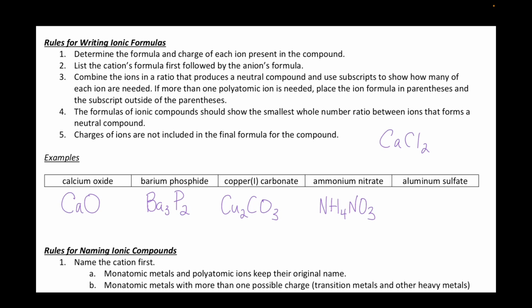Okay. All right, last one of these is aluminum sulfate, which should be Al2(SO4)3. Make sure that sulfate is in parentheses. We don't want 43 oxygen.